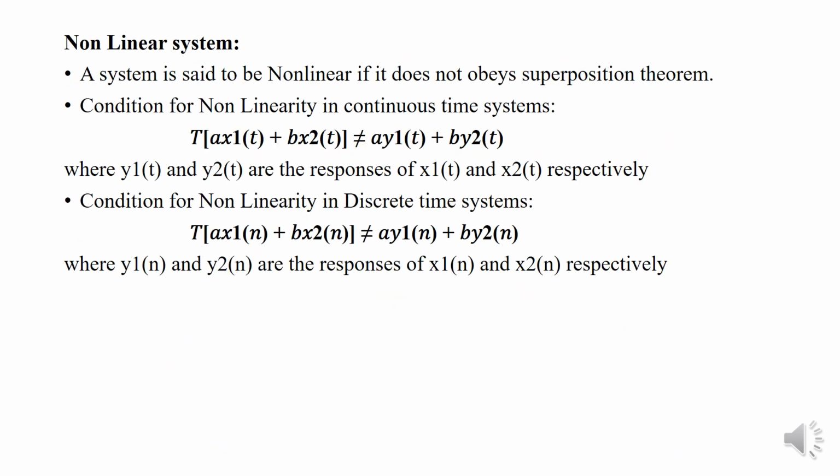Nonlinear system. A system is said to be nonlinear if it does not obey the superposition theorem. The condition for nonlinearity in continuous time systems is T of a x1 of t plus b x2 of t is not equal to a y1 of t plus b y2 of t, where we already know that y1 and y2 are the responses of x1 of t and x2 of t respectively. And in the case of discrete time system, it satisfies this equation.